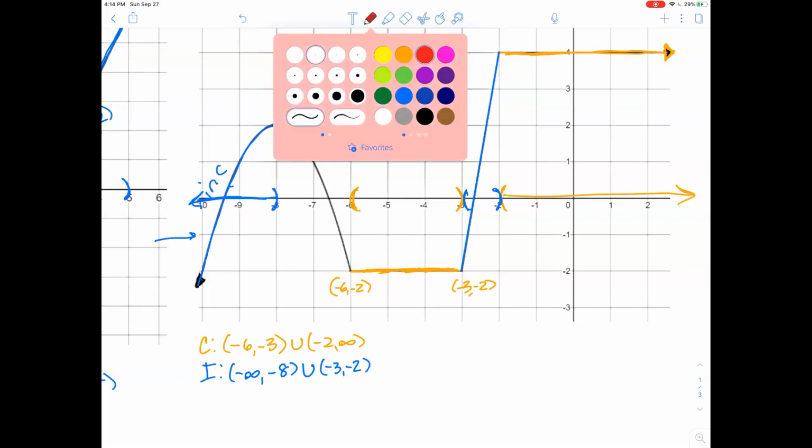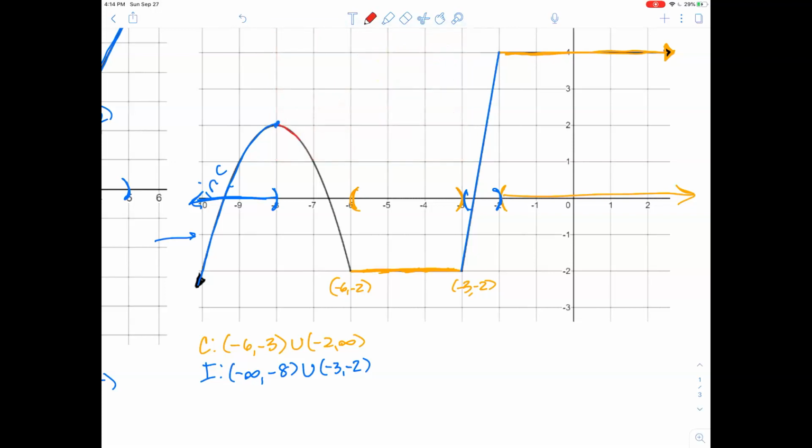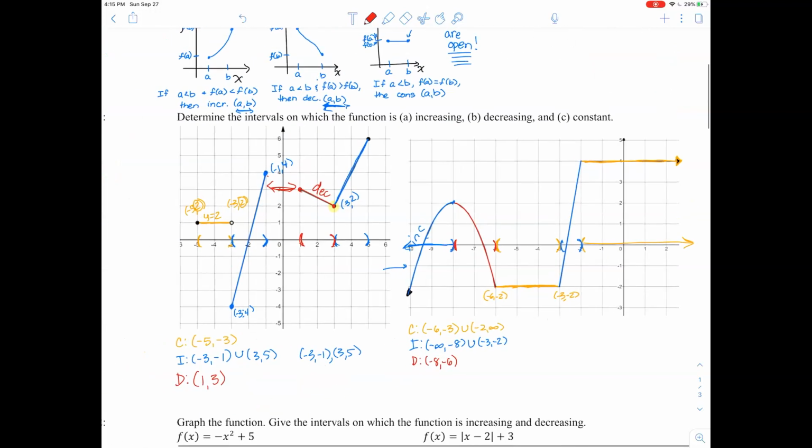The last piece is this piece here where the graph is decreasing, and that's across the interval between -8 and -6. So -8 to -6, the graph is decreasing. And there you go. All right, hope you did well.